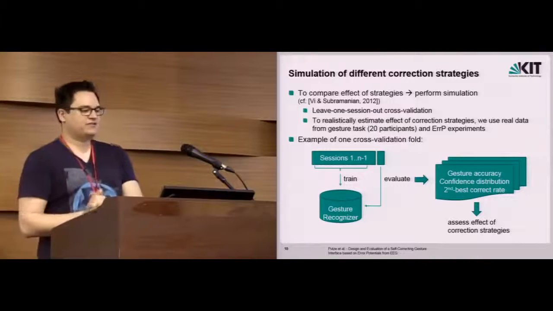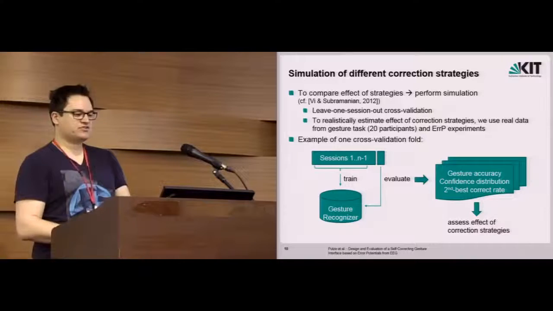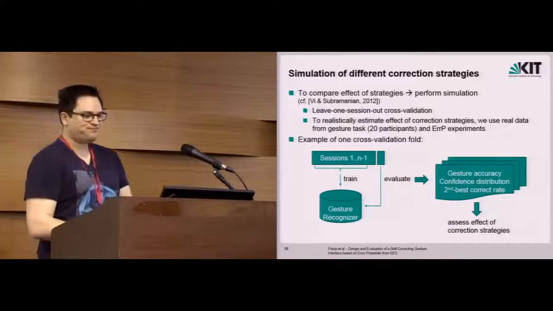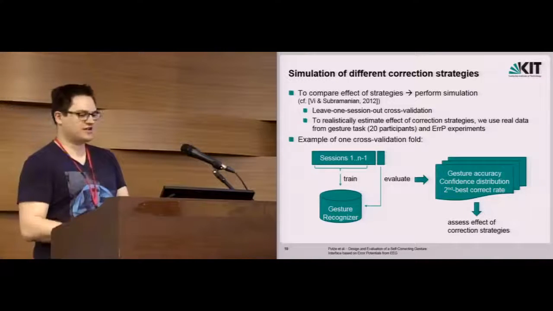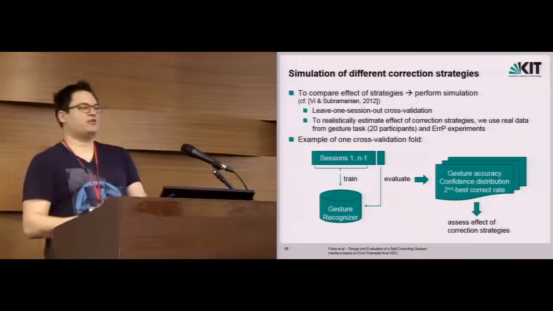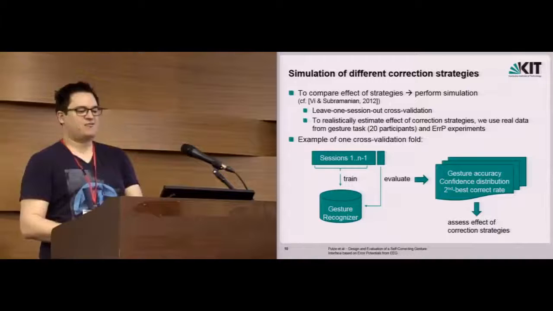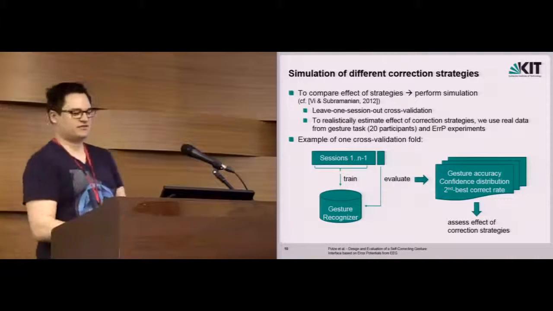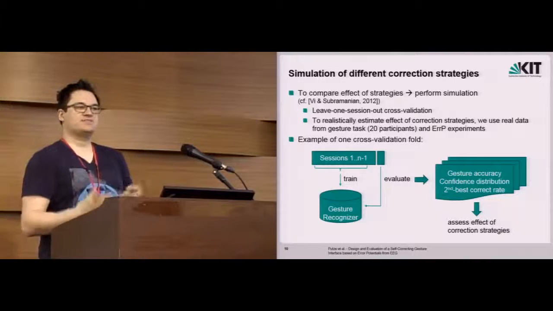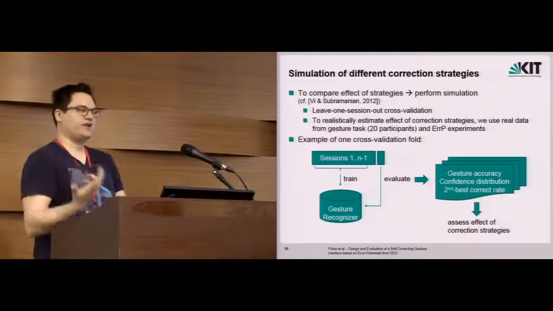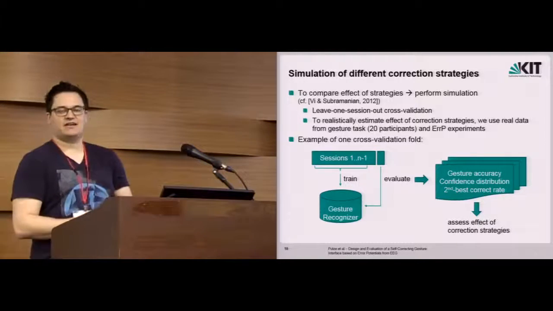To compare the effects of the different strategies, we performed a simulation in the form of a leave one session out cross-validation. To realistically estimate the effect of the strategies, we use real data from the gesture task from 20 participants and from the error potential experiments I talked about previously. So here's one example of one fold of this simulation run. As usual, we take all sessions but one to train the GestureRecognizer and evaluate on the remaining session. And on that session, we can calculate a number of statistics.